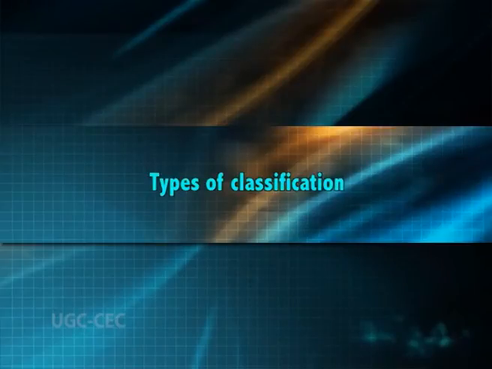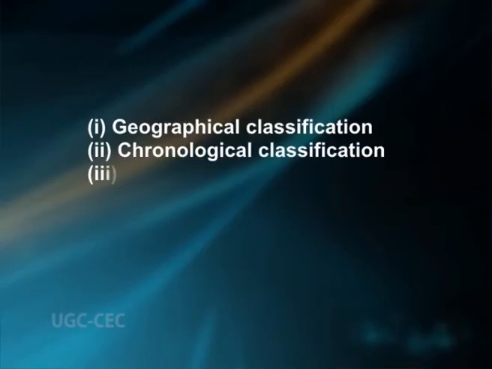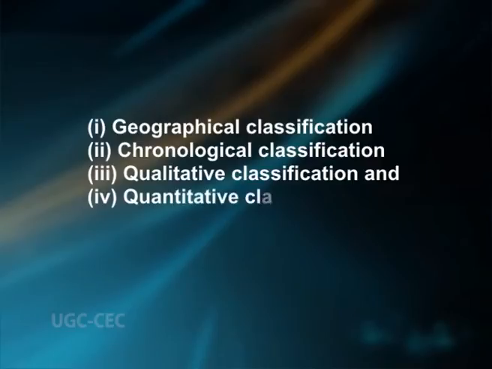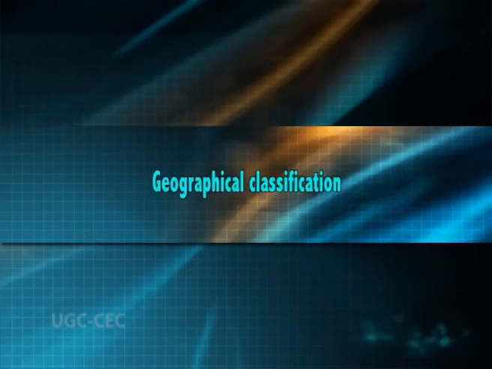Types of classification. Depending upon the nature and purpose of the data collected, it can be classified into various types. Following are the common forms of data classification. 1. Geographical classification. 2. Chronological classification. 3. Qualitative classification. And 4. Quantitative classification.